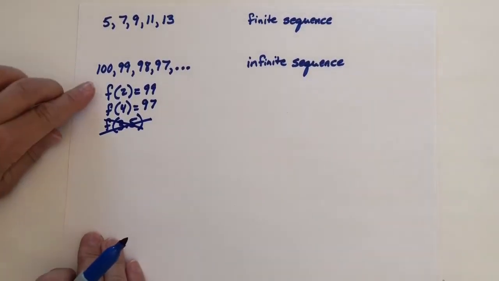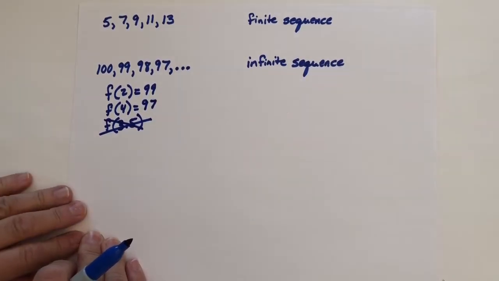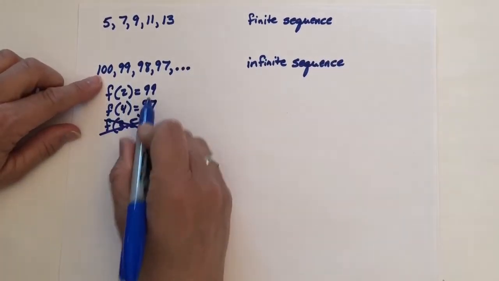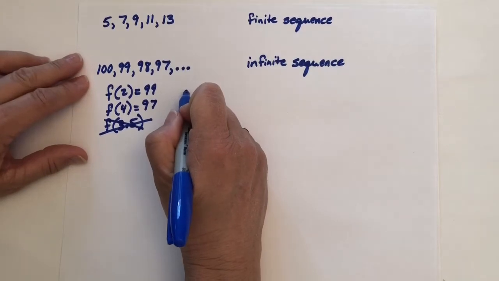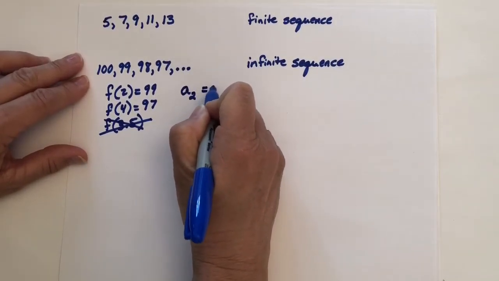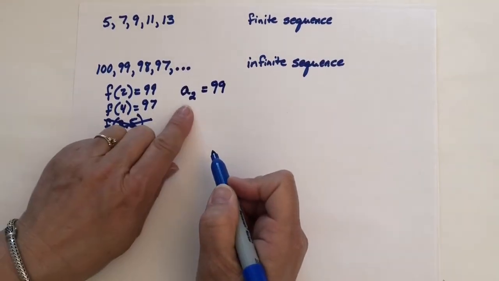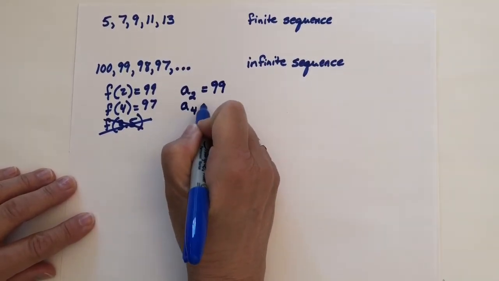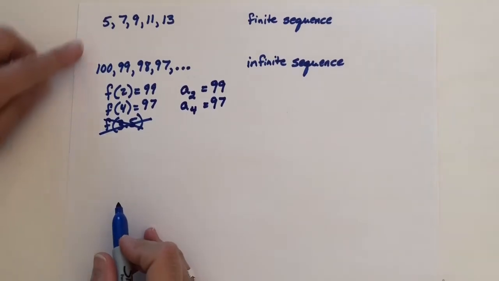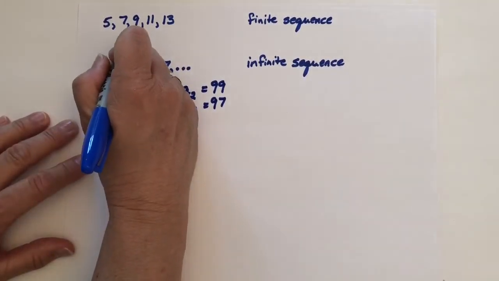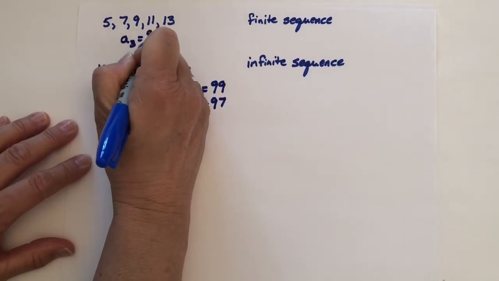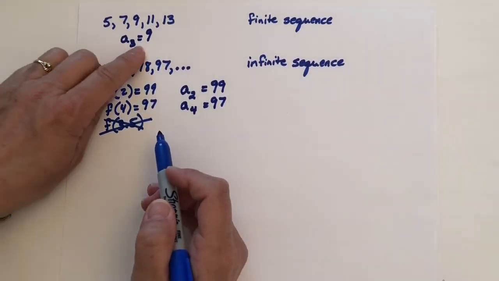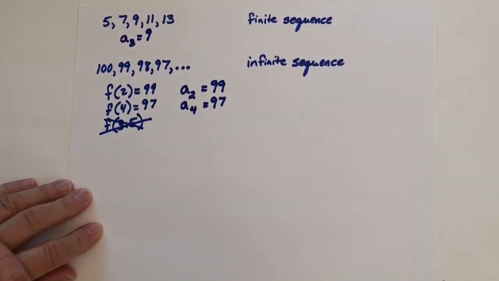But often we don't use this type of notation to represent the terms of a sequence. Often you see it looking like this. Instead of writing f of 2 equals 99, we would say a sub 2 equals 99. And we use subscripts to represent the term number. And a sub 4 equals 97. Similarly up here, I could have said a sub 3 equals 9. And a is very commonly used. I mean, we could use b. I could say b sub 3 equals 9. But a is very, very common.